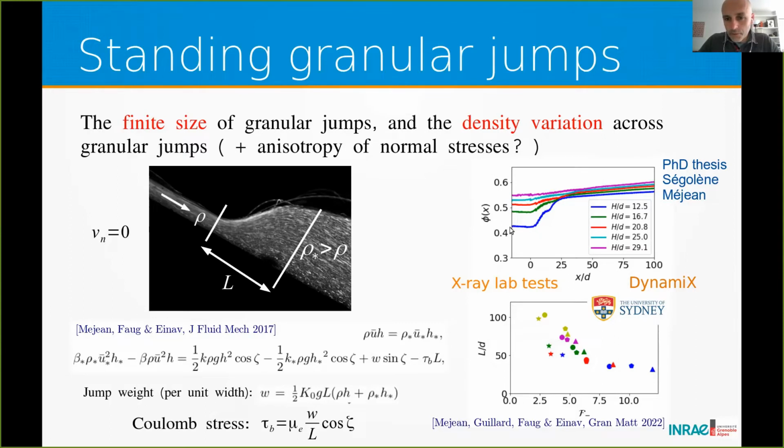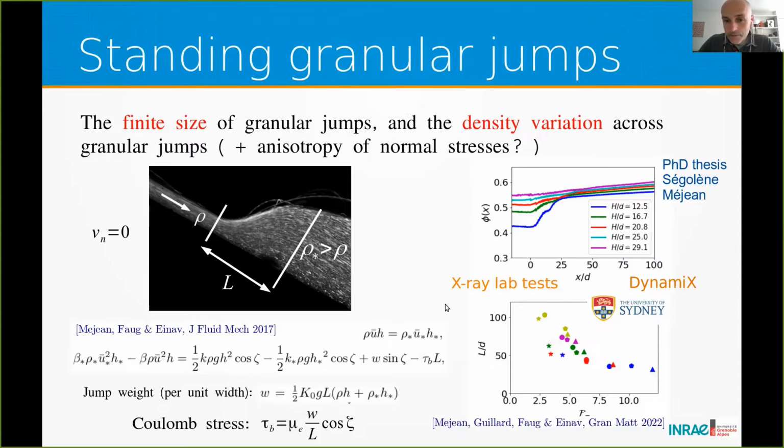And the depth average density can change a lot across the jump, as you can see in this blue curve, where you start with a flow which is about 0.4 in volume fraction, and that reaches 0.5 or 0.6 in volume fraction in the outgoing flow. So clearly there are some sharp density gradients across the jump. So there is density variation.